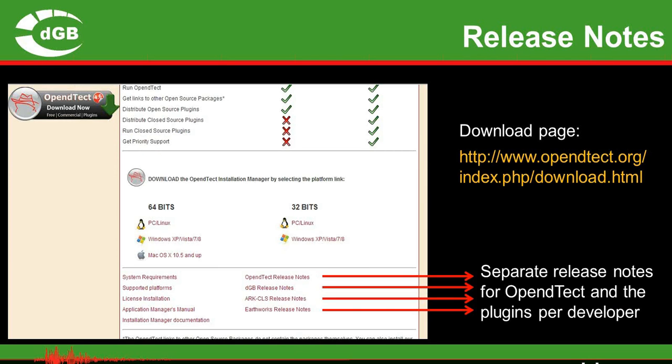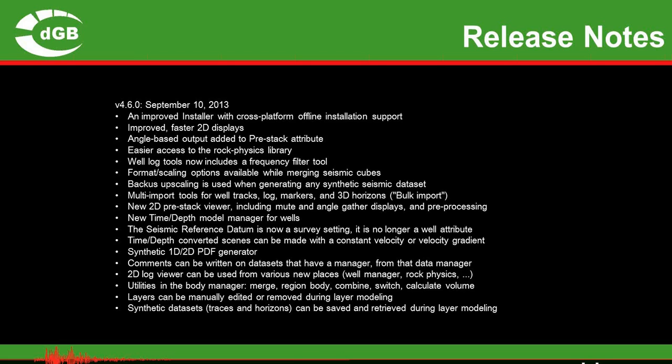Each release will have some release notes, and we have specific release notes for OpendTect as well as release notes for the various plugins by different vendors like DHB, ArcGIS and Earthworks. You can find these release notes on the OpendTect download page. This is a typical release note. This is the release note that came in when 4.6 was released in September a few months ago. And it's just a bullet list of what is new and what has been fixed.